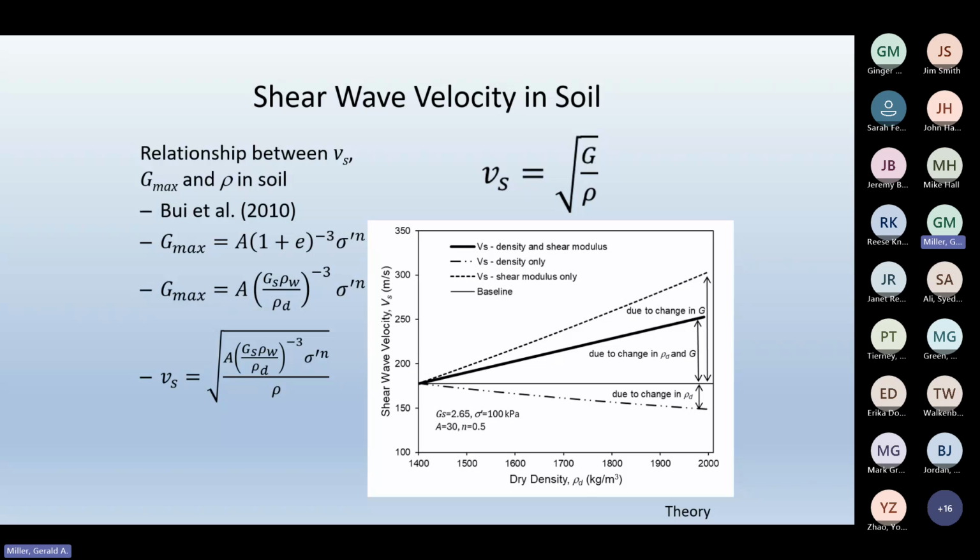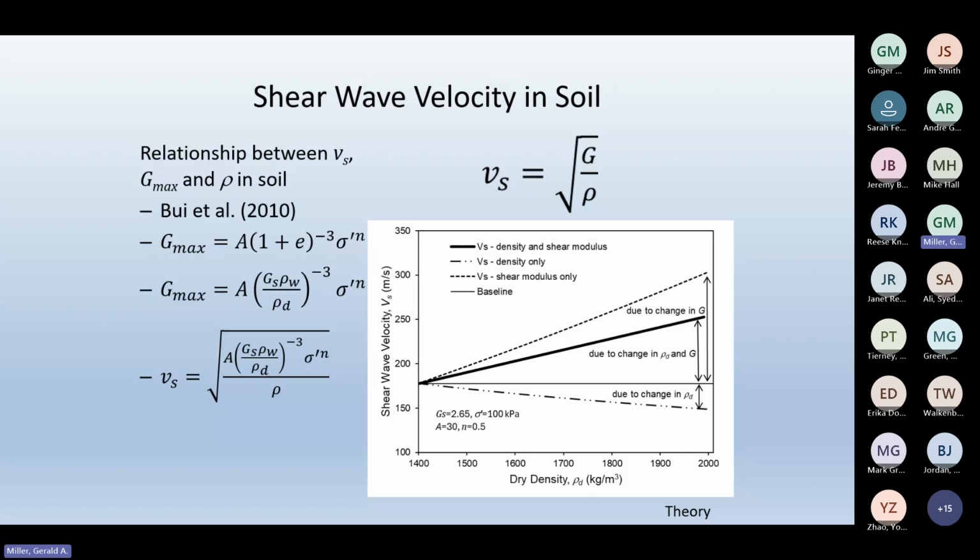The net result is how the shear wave velocity is going to increase as a function of density. So even though it's inversely related, increasing density only causes a small effect relative to the change in shear modulus that results from that increase in density, okay?